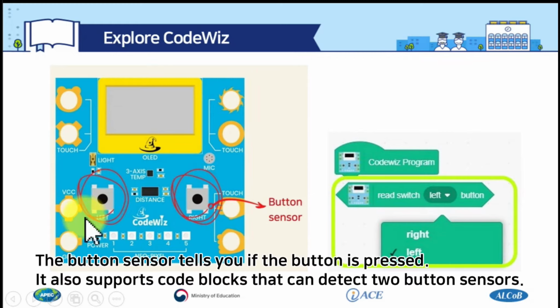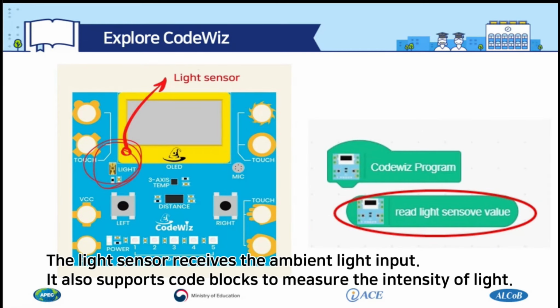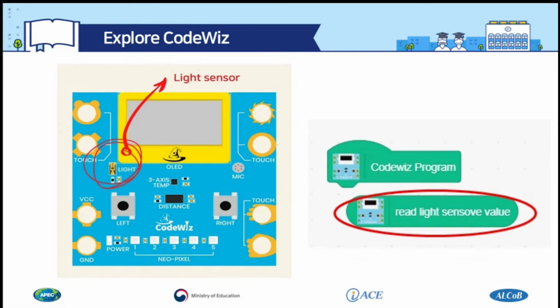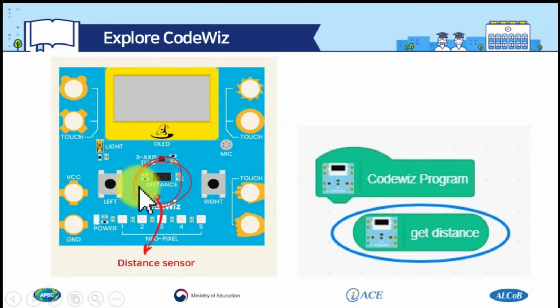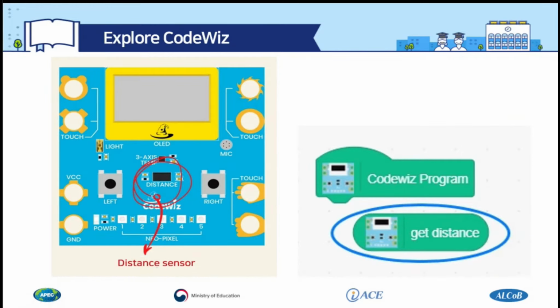The button sensor tells you if the button is pressed. It also supports code blocks that can detect two button sensors. The light sensor receives an ambient light input. It also supports code blocks to measure the intensity of light. Distance sensor tells you the distance from the codewiz. It also supports code blocks that can measure distance values.